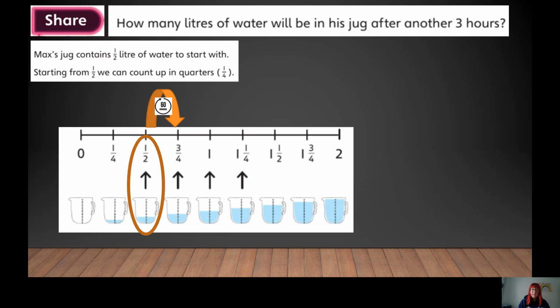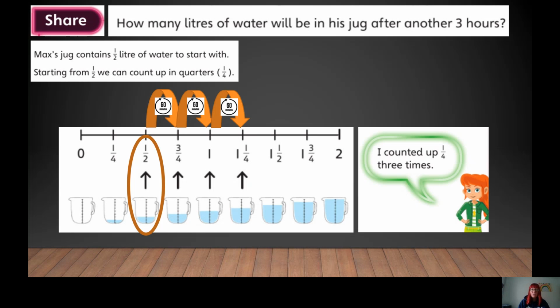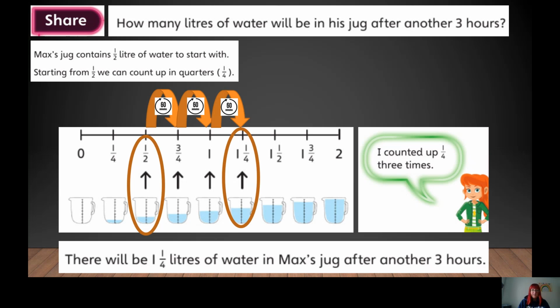So that will take us up to 3/4 of a litre in Max's jug. After 2 hours, it looks like another 1/4 of a litre, which takes us up to 1 whole litre. And after 3 hours, having counted a quarter 3 times from a half, we've ended with 1 1/4 litres of water. So there will be 1 1/4 litres of water in Max's jug after the 3 hours has elapsed. All right, we're good with that.